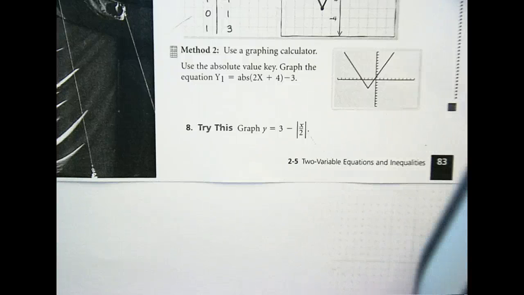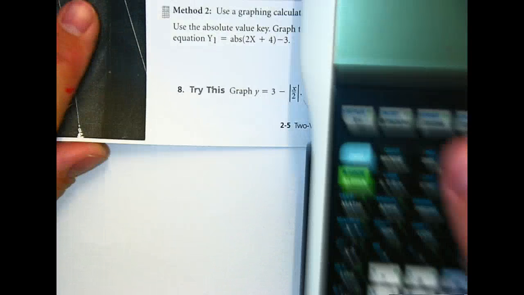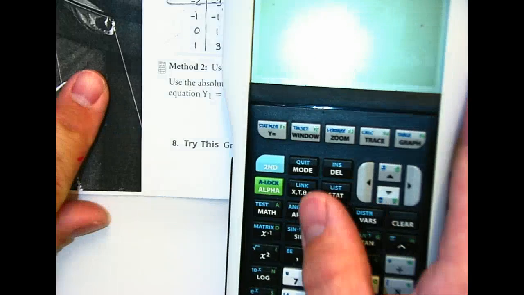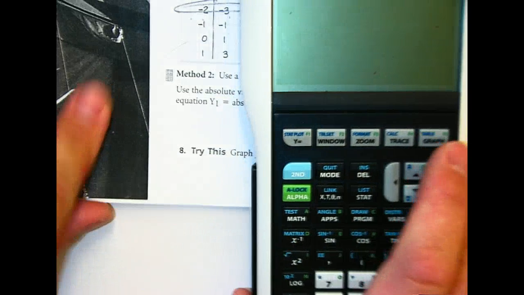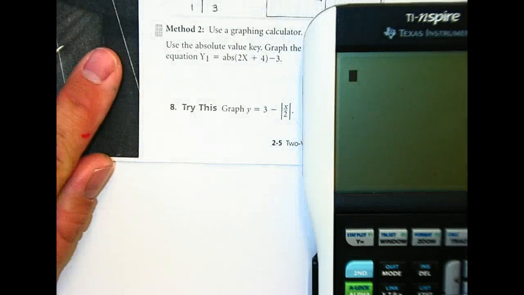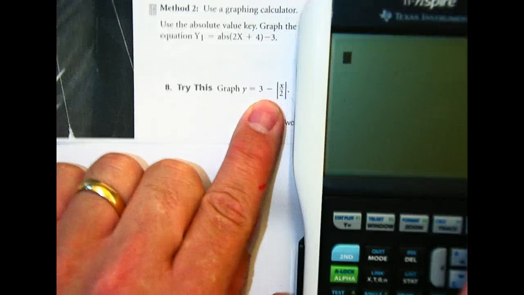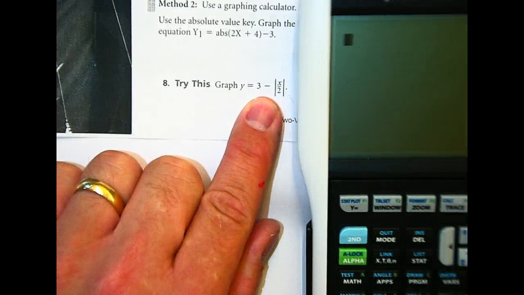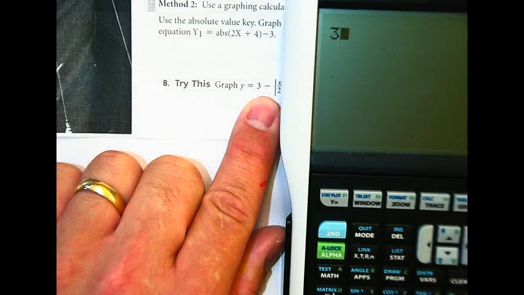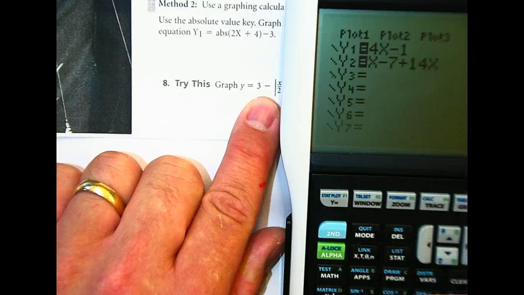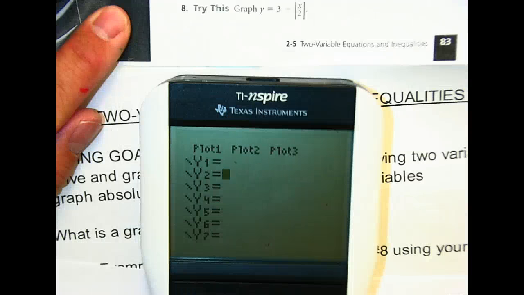So how many found absolute value again on your graphing calculator? We talked about it a bit earlier on. Number 8 says graph that thing: -3 minus the absolute value of x over 2. Putting in the 3 is easy, right? But we need to go to our y equals. I need to clear out mine, so I'm just hitting clear. All right, so 3 minus the absolute value of x over 2.